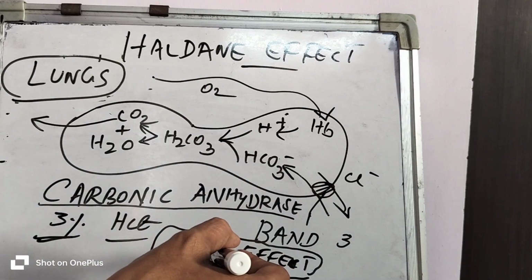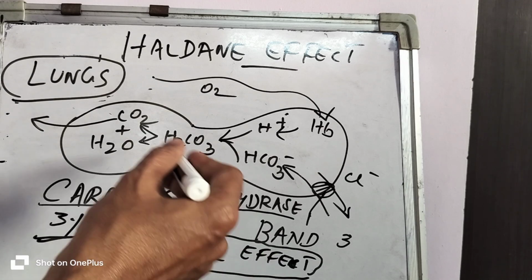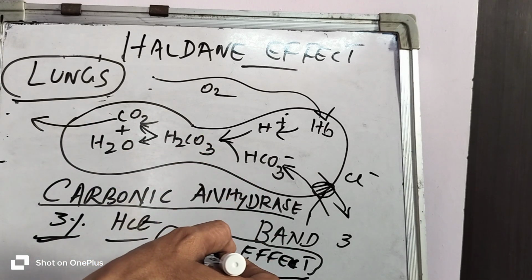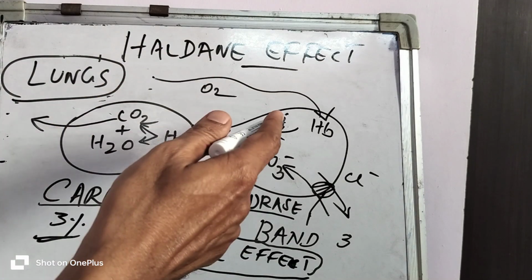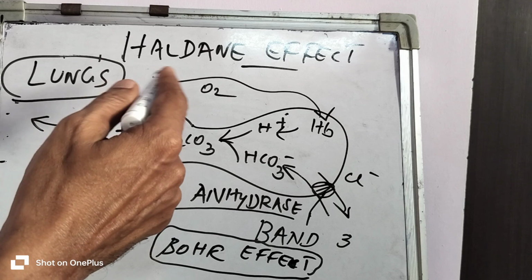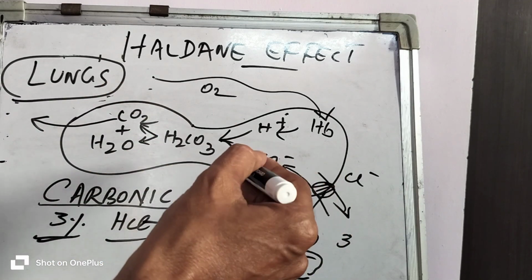What is the Bohr effect? The Bohr effect is that an increase in the level of carbon dioxide, or a decrease in pH, because as carbon dioxide increases carbonic acid will be increasing, causes unloading of oxygen. And the Haldane effect is that an increase in oxygen causes unloading of carbon dioxide. And this correlation is called the Hamburger phenomenon.